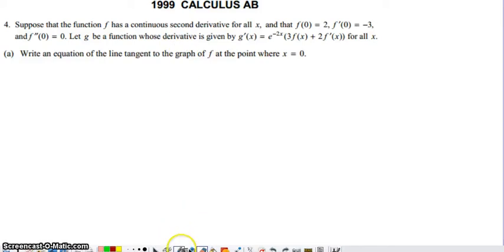So here's another old AP exam question. This one's from the 1999 AB exam, and it's problem number 4. It's a no calculator question, and we'll try to do the first several pieces of this in this video.